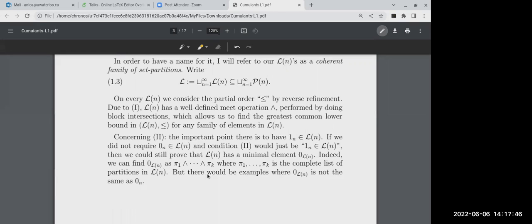But in any case, right now you see that even if you don't ask for 0n, you get that there is a minimal element, because you can just take the wedge of everything that's in there. So you take the wedge of the complete list of the partitions from L of n, and you get a minimal element, 0 of the L of n. But indeed, you could design examples where 0 of the L of n is not the minimal partition 0n. It's something which puts some points together.